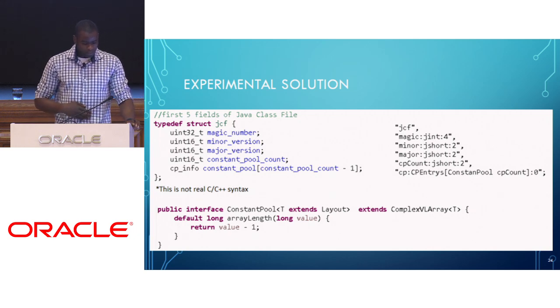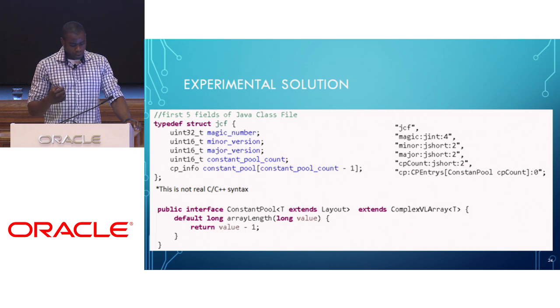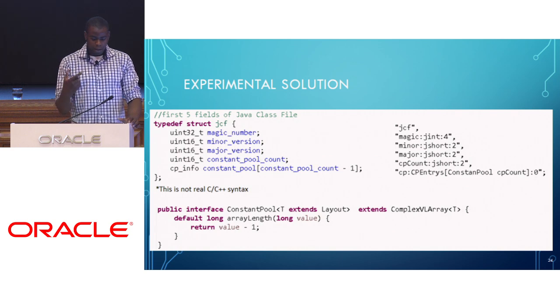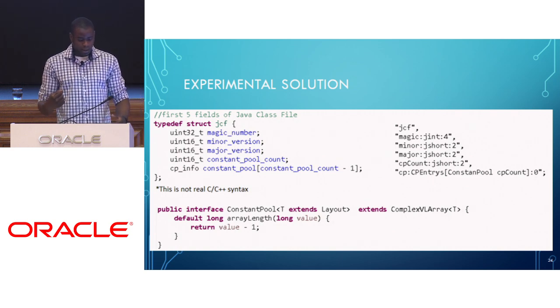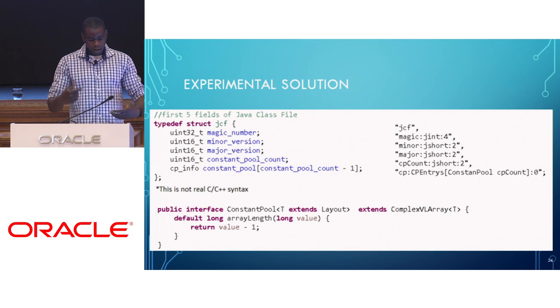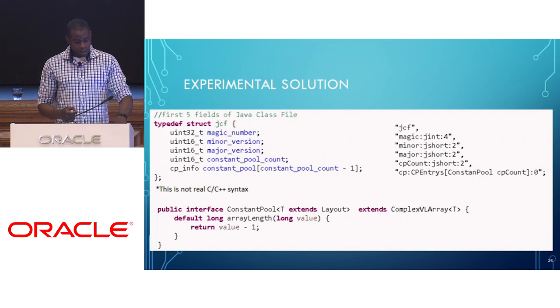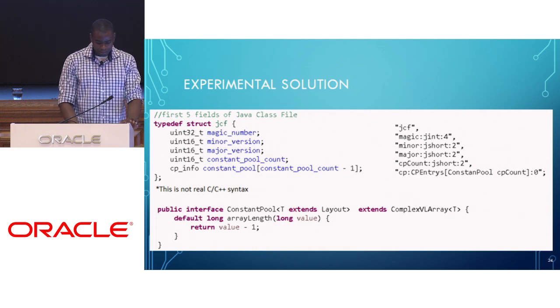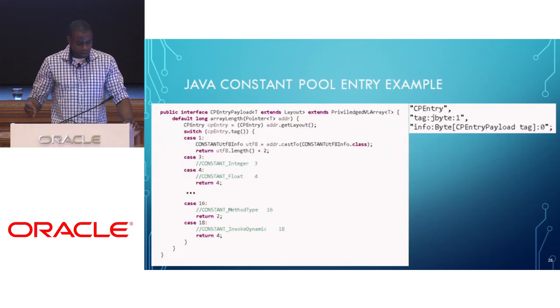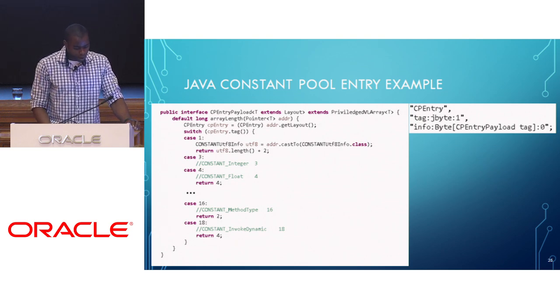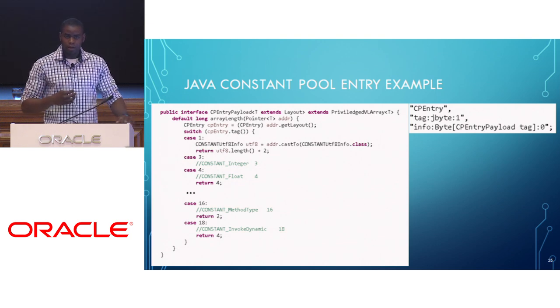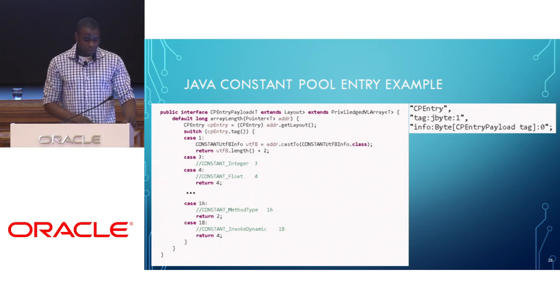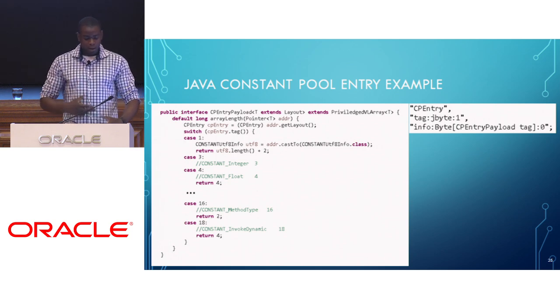So here's an example with the constant pool. In your layout description, you would say the length is determined by this member and this class. And then the layout runtime puts the two together, and when you want to determine the size, it calls your routine and uses that instead. Here's a more extreme example with constant pool entries. As you know, constant pool entries have many different types, and they all vary in size. So using the same approach, you can describe constant pool entries.